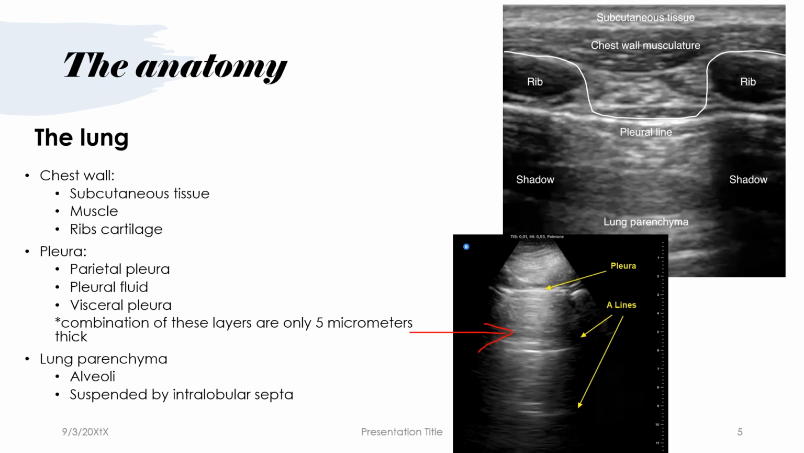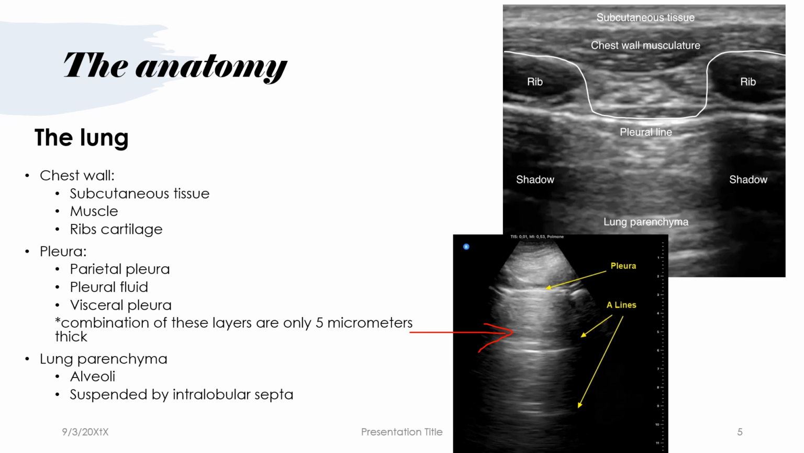This is going to be the artifact produced when sound interacts with air. You can call this a reverberation or a ring down artifact, but what you see is these echogenic reflections at equal distance from each other. Now that indicates that that lung is filled with air, and if I see that echogenic line sliding here, I know that the visceral pleura is moving along that parietal pleural line.